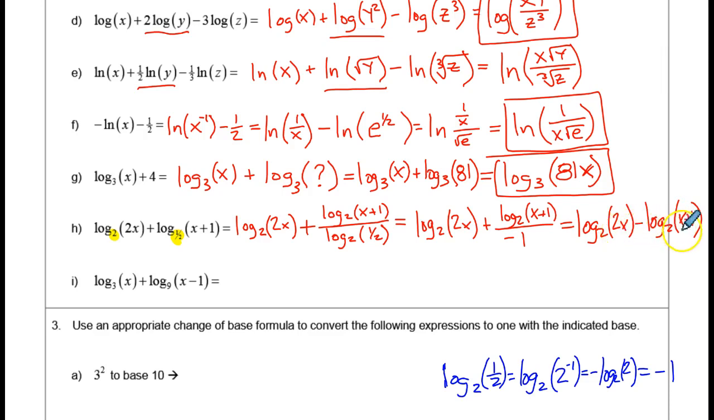And that's a difference of two logarithms on the same base, so I can rewrite it as a quotient. And this will simplify to the log base 2 of the quantity 2x divided by x plus 1. And folks, that one is not trivial.